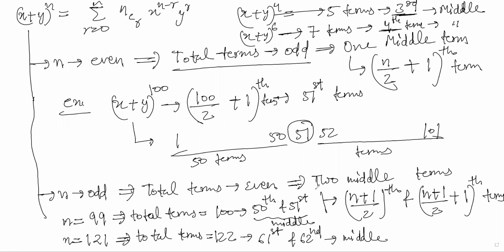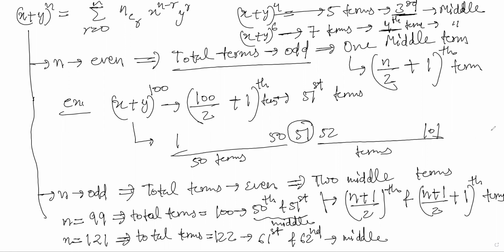N is 121, so total number of terms are 122. 61st and 62nd are the middle terms. Right, so in this way we can find out the middle term. So middle term is very easy. You just need to remember these formulae. Basic, very basic.